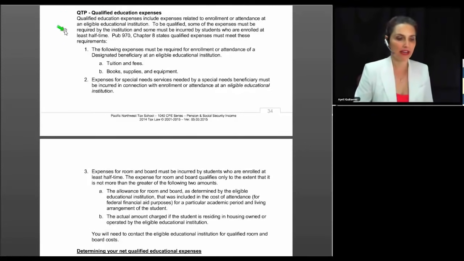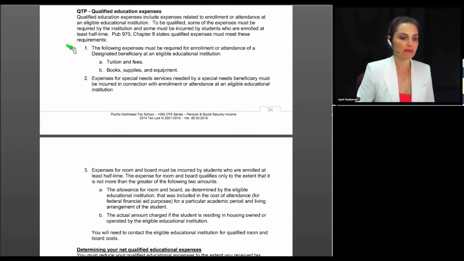And to be qualified, some of the expenses must be required by the institution, and some must be incurred by students who are enrolled at least half-time. Publication 970, Chapter 8 this time states that qualified expenses must meet these requirements.